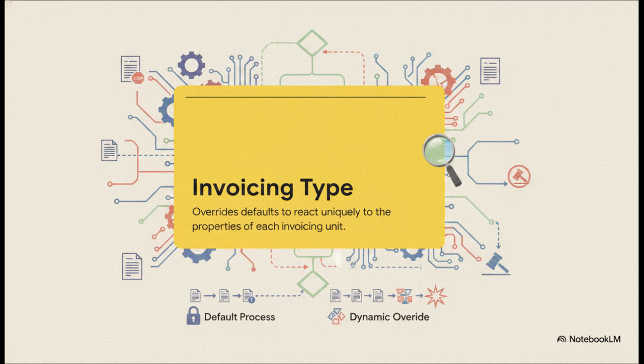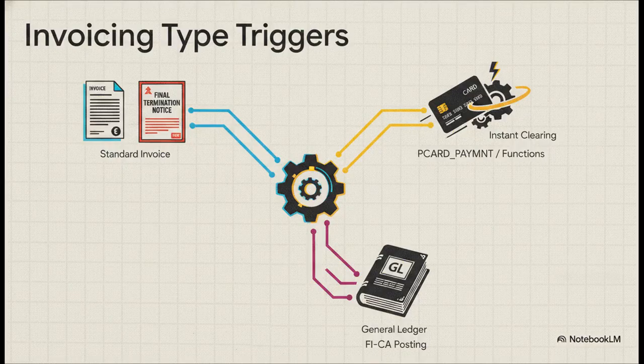Well, it means you can have a standard default invoicing process chugging along in the background, but the very second the system detects a specific invoicing type, like that final termination invoice we talked about earlier, bam, it dynamically overrides those defaults in real time and starts behaving completely differently. It's literally the intelligence of the system reacting on the fly to the data it sees. So what exactly is it overriding?